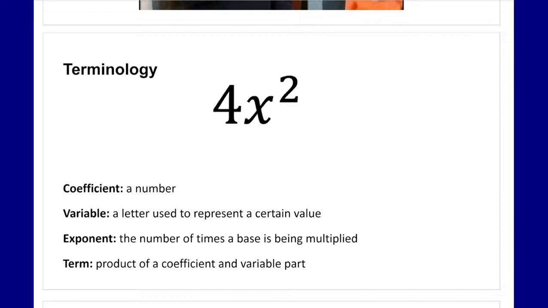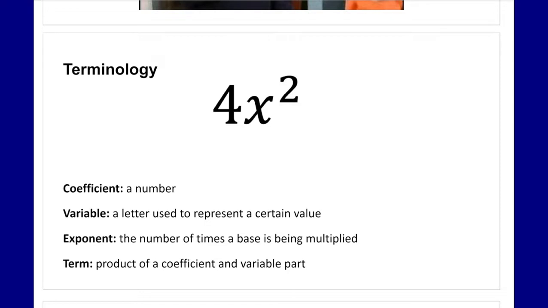An exponent, we've definitely talked about exponents before. An exponent is the number of times a base is being multiplied. It's raised, and it's usually a little bit smaller when we're writing it. And a term is a product of a coefficient and variable part. So a term is basically something that's multiplied together, a coefficient and a variable. If we look at our example here, 4x squared, we have all of those parts. We want to make sure that we identify them, just so we get an understanding of what we're looking at.